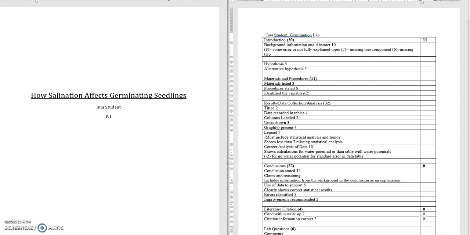Welcome to how I would grade an AP Biology formal lab, and we will be using one of my students, Ima's paper on seed germination in different salinities. And so what I'm going to do is walk you through exactly what I'm looking for when I read your reports.